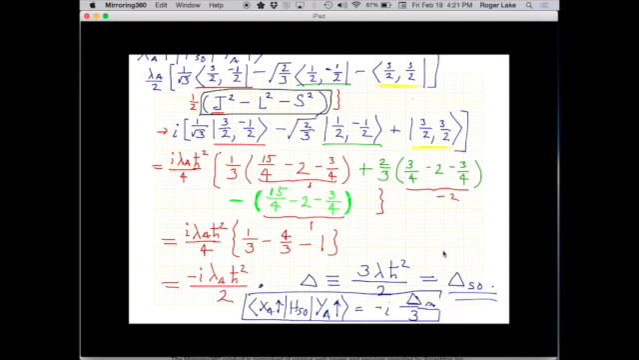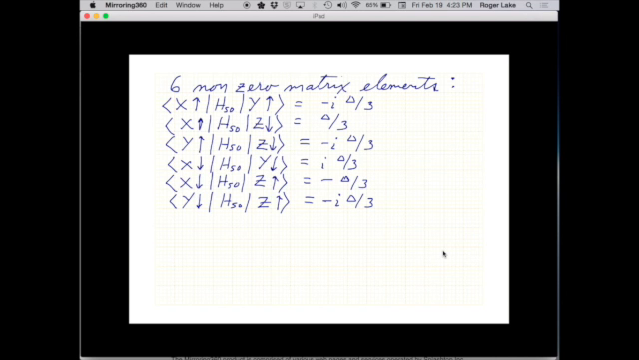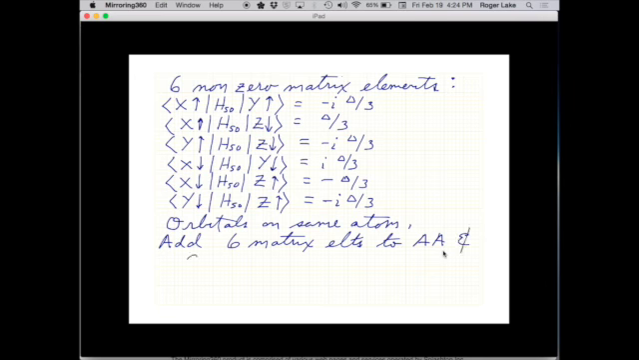Without dragging you through the gory details, there are 6 non-zero matrix elements. I'm just going to write them down. Those are all of the 6 non-zero matrix elements you get, and these are all for orbitals on the same atom. The H_SO does not couple the A atom to the B atom. And so you add these 6 matrix elements to the AA and the BB or CC blocks of your Hamiltonian. So the AA and CC block of your Hamiltonian matrix.